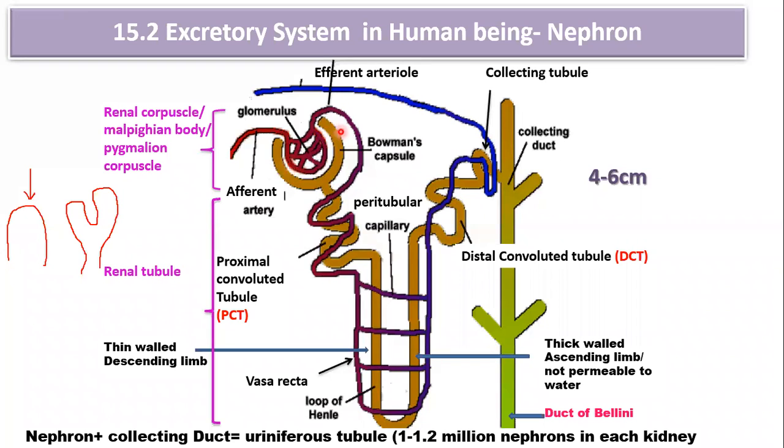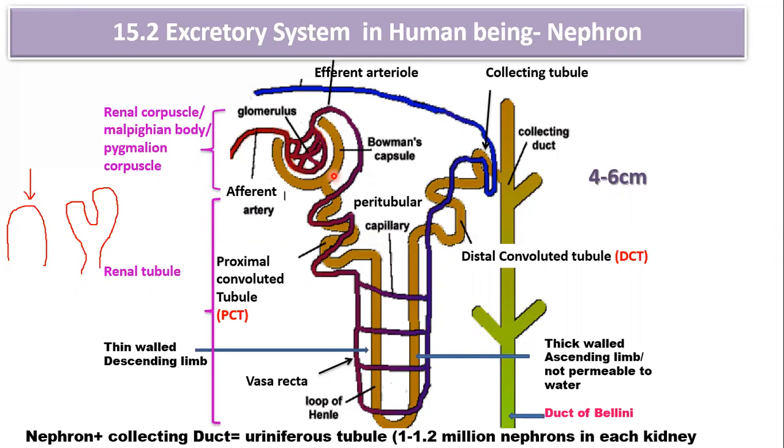Again, the outer layer is called the parietal layer, and the inner layer is called the visceral layer. Both layers are lined by squamous epithelium. The visceral layer shows specialized cells called podocytes, which are modified squamous epithelium with finger-like projections. Between the outer layer and inner layer there is a space. You can see this is a space. That space is known as the urinary space or capsular space.